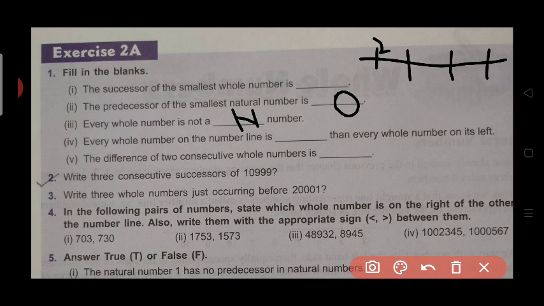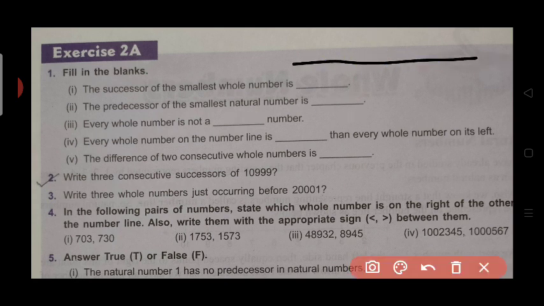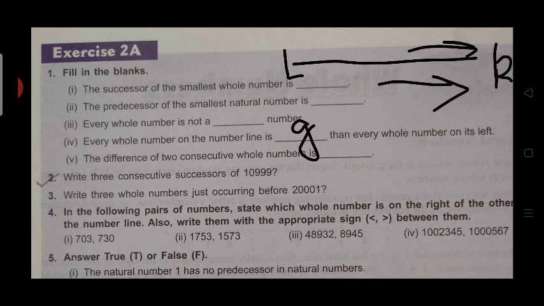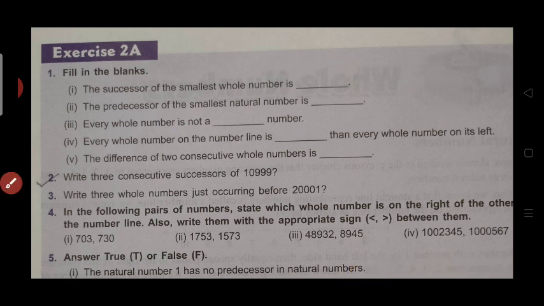Every whole number is not a natural number. Every whole number on the number line is greater than every whole number on its left. So suppose this is a number line. As we know, when we move to the right side on the number line, the number will be the greater one and on the left side will be the smaller one. So on that basis, when you move to the right side, it will be greater. The difference of two consecutive whole numbers is always 1.